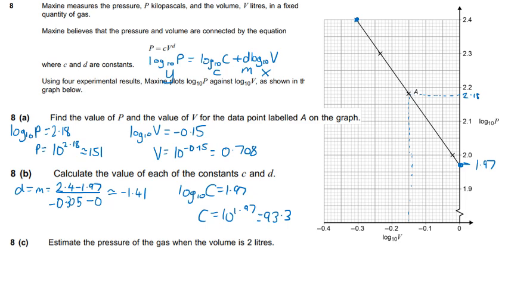So estimate the pressure of the gas when the volume is 2 litres. Well, we just substitute these back into the equation then. So P is equal to C, 93.3, times V, that's 2 litres, to the power of D, which is minus 1.41. So I get an answer of about 35.1 kilopascals there. Okay, you might get slightly different depending on how you read the graph, and again, there's a tolerance in that final answer, and that would be within the tolerance.